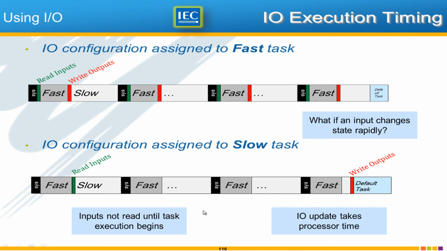So this is not to say that you always should assign your I/O to the fast task. What it is to say is that if you're using the inputs in your code in the slow task, assign them to slow. If you're using the inputs in the fast task, assign them to fast. There's no reason to update inputs quickly and then only use them at a slow rate. If you do that, there is the opportunity that the input would change state during the execution of the code, and that may not be what you want.